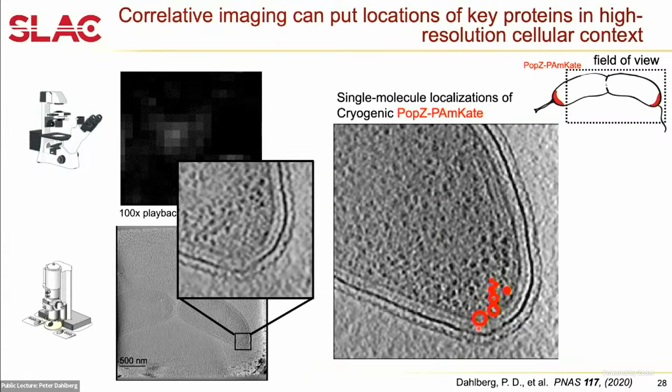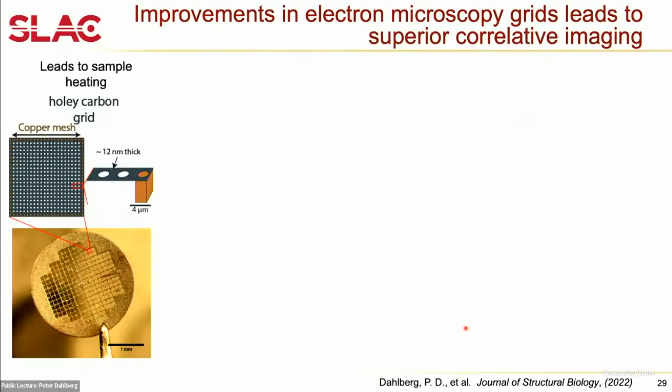But one of the limitations in this work from 2020 is just the small subset of molecules that we're able to identify and localize. One of the challenges we face is that we would love to increase our excitation intensity and image more molecules and image them faster, but if we did this, our sample heated up and ended up melting. Coming back to understand that problem more clearly, we looked at the grids themselves, and the grids themselves were really the problem.